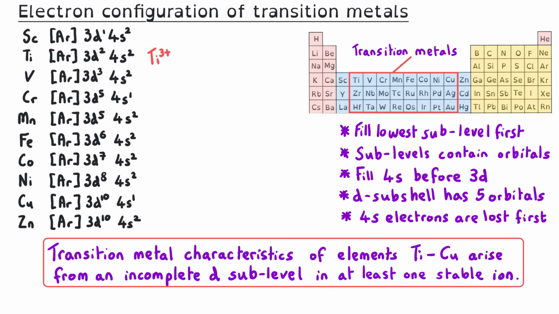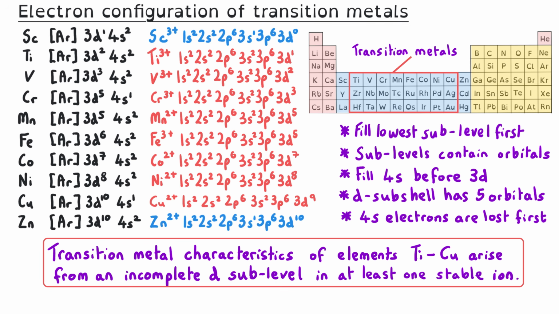So for instance, titanium can form the stable ion titanium 3+, and so it will lose 3 electrons from its outermost shells, and that will give it the electron configuration that I'm showing here. And you can see that it has lost the s electrons, and it has a partially filled d subshell in the 3d1 configuration. Here are examples of stable ions for the other 9 elements in the top row of the d block. You can see that for the ions titanium through to copper, the examples that I'm showing are stable ions with an incomplete 3d subshell.